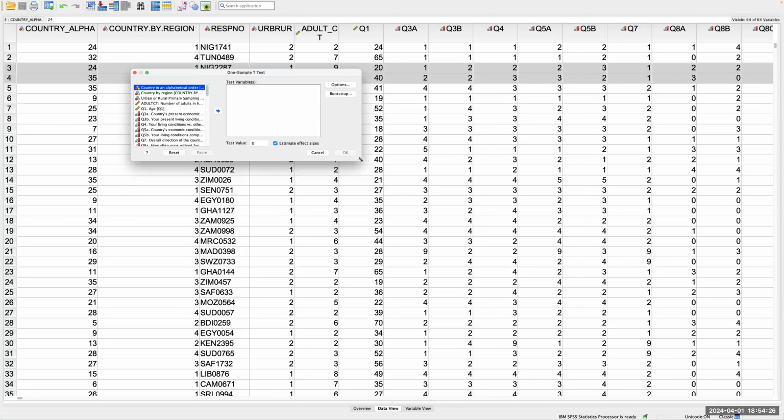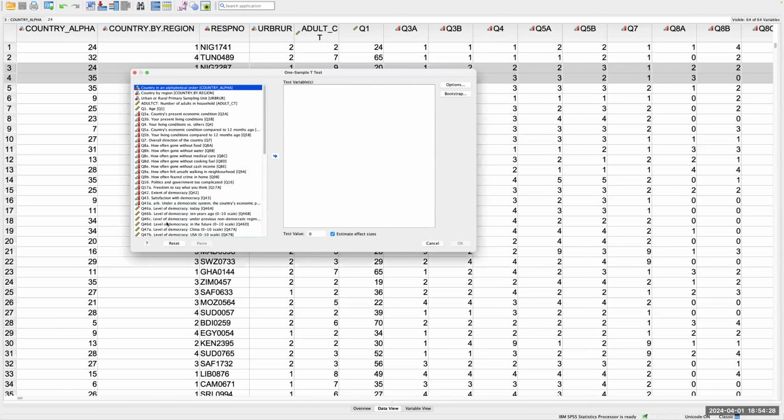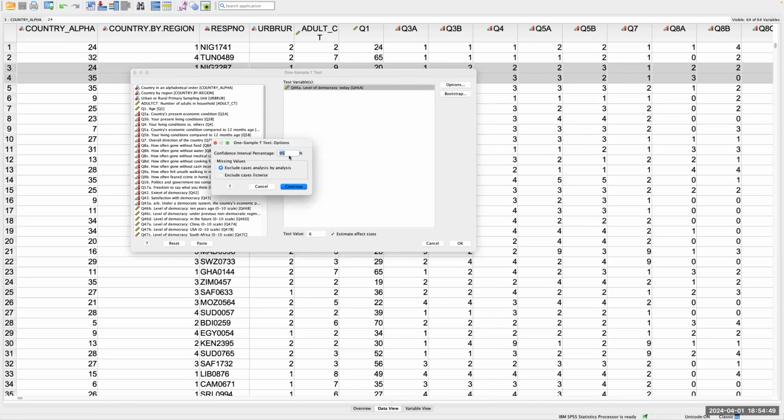So remember, you're going to take one of those. Let's just look at level of democracy today right here, and I'm going to put that in here. Remember, it's a scale variable, and I want to compare it against 6. That's what the assignment is telling me to do. That's what you'll be doing. You've got some options in here. Let me see what these are. Remember the confidence interval, keep it always at 95%. Hit Continue, and you hit OK.